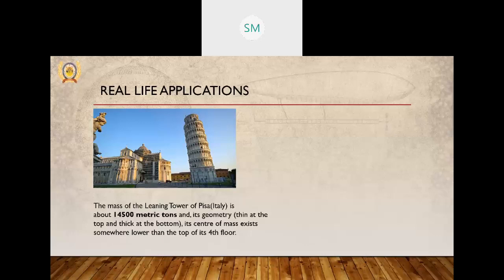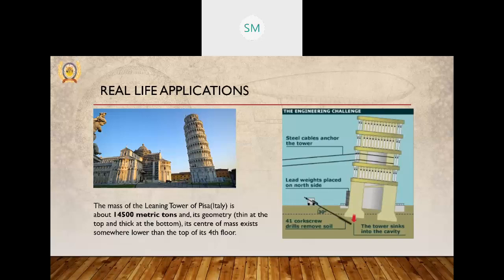Another example is the Leaning Tower of Pisa, situated in Italy. It is 14,500 metric tons. Its geometry is thin at the top and thick at the bottom. Its center of mass exists somewhere lower than the top of its fourth floor. In the year 1990, the tower reached an inclination of 5 degrees. Engineers warned that its center of gravity was coming close to the outer edge of the base, which means the tower was coming close to failure.